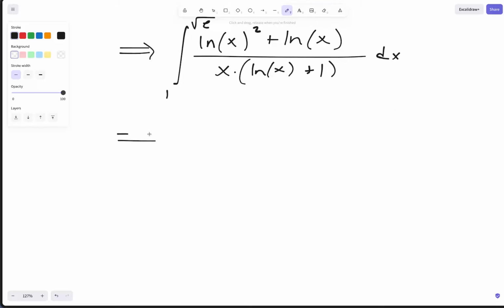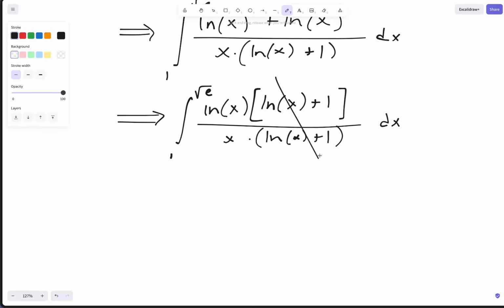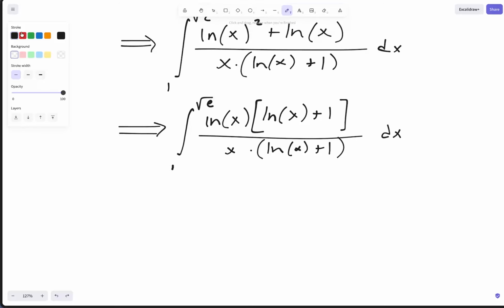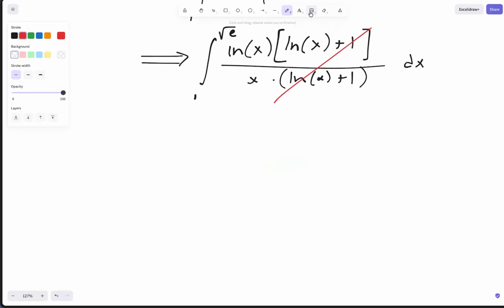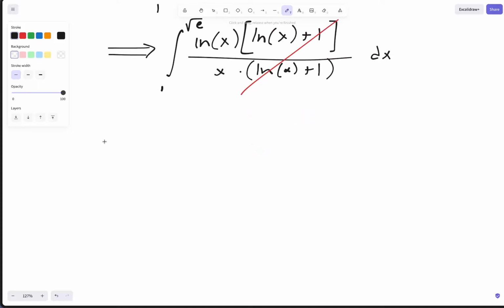So what we can do is actually factor that natural log out, and that's going to give us a really nice surprise here. We're going to find that the natural log of x plus 1 cancels, because it is a common factor. So we're just going to go bam and cancel that out. And now we can actually start integrating a much simpler function here.